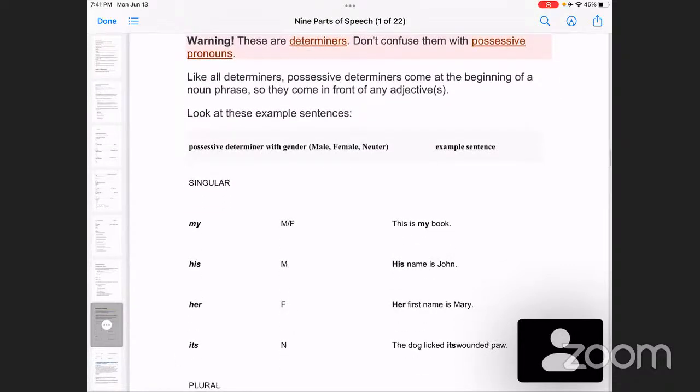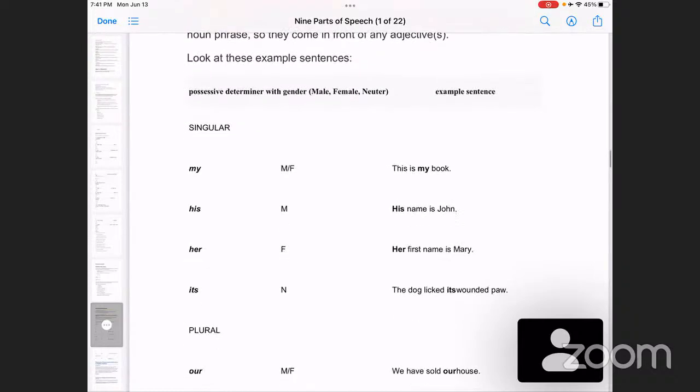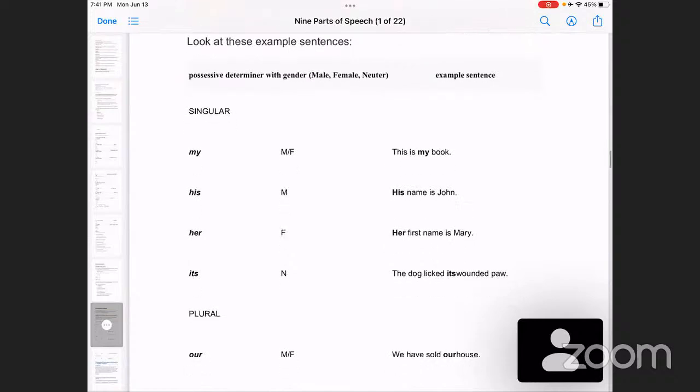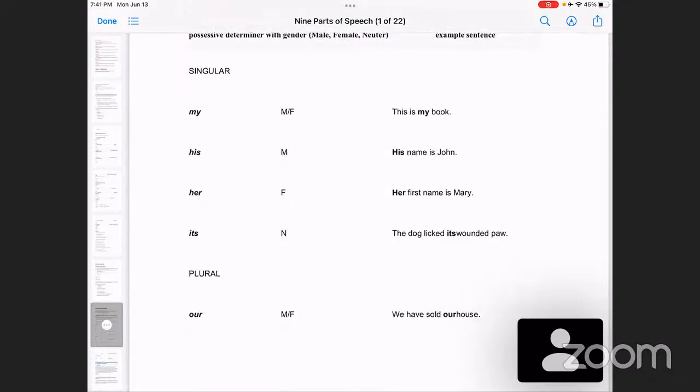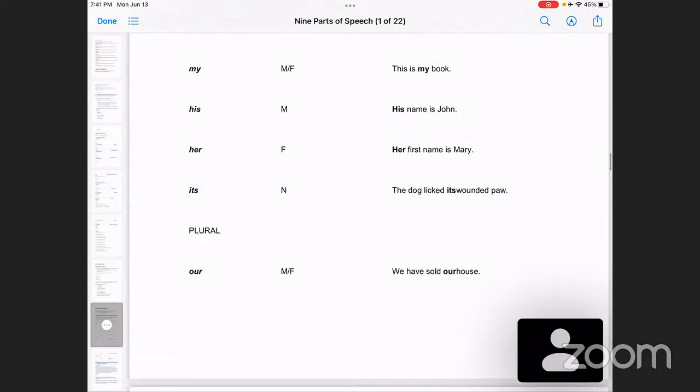Singular is my. Possessive determiner is with the gender. So M and F means male, female. And the example sentence, this is my book. His name is John. Her first name is Mary. The dog licked its wounded paw.